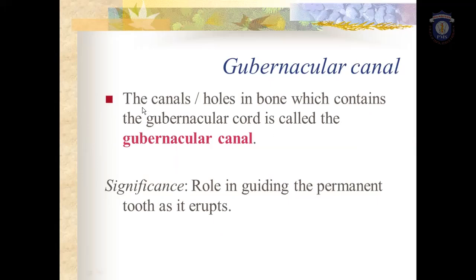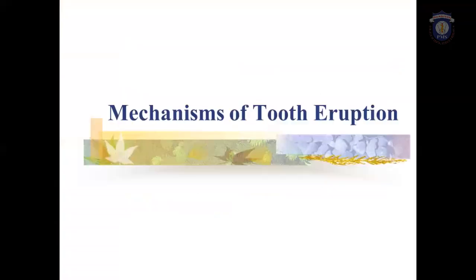The gubernacular canal, on the other hand, is a hole or canal in the bone which contains this soft tissue component, the gubernacular cord. And its significance is that it helps in guiding the permanent tooth towards eruption.